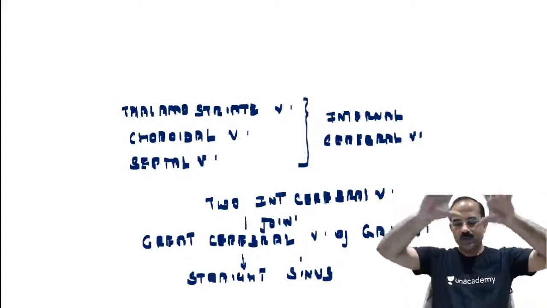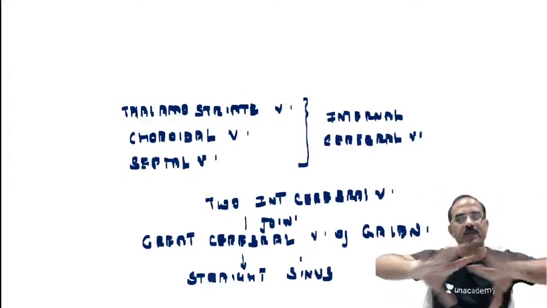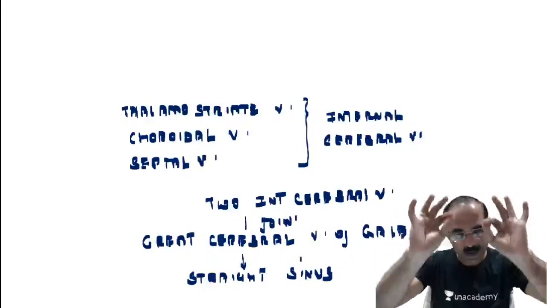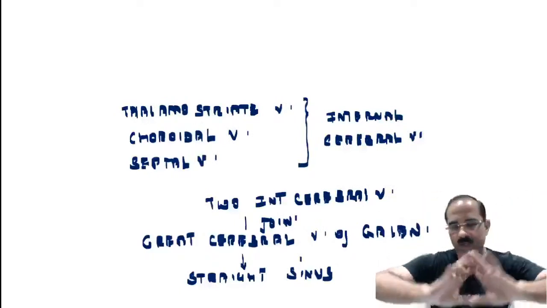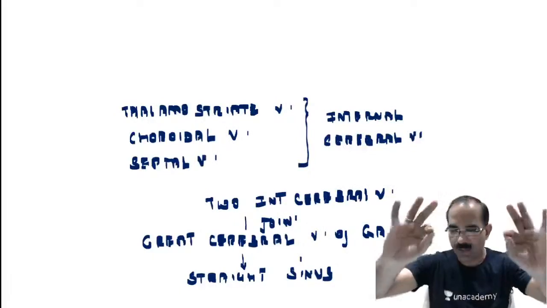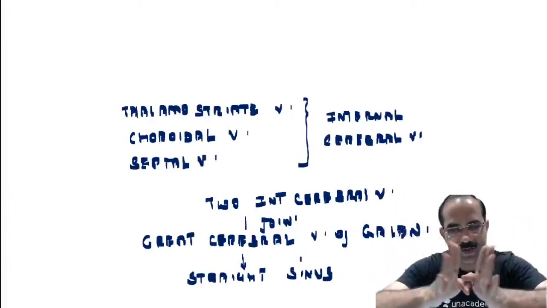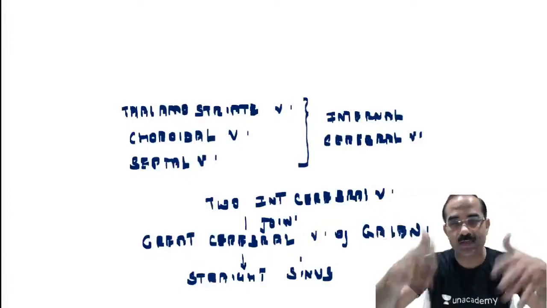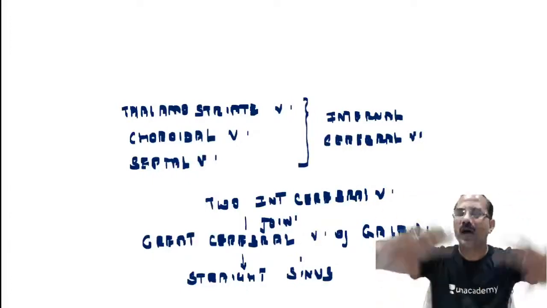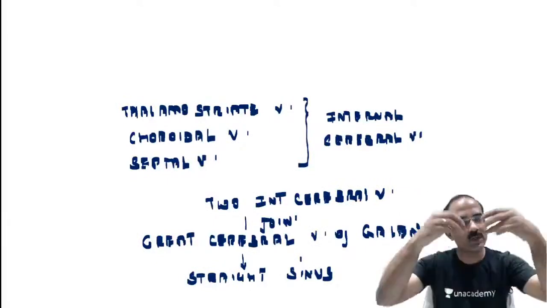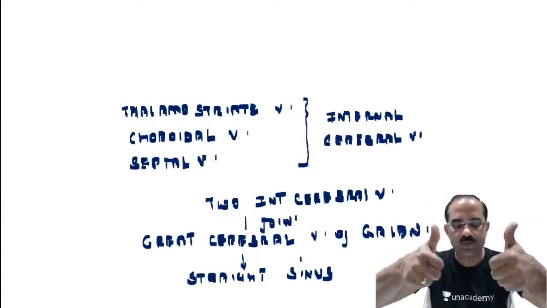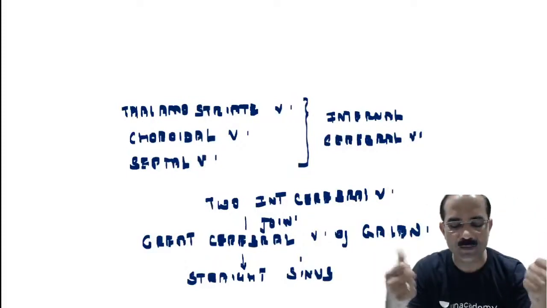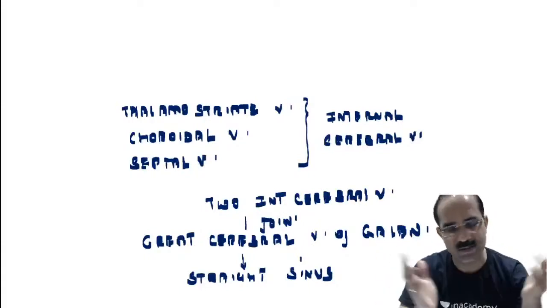So I just want you to know this internal cerebral vein is a deep vein of the brain. Once again, just a quick go through. Internal cerebral vein is a deep vein of the brain formed at the foramen of Monro. There will be two internal cerebral veins formed at the foramen of Monro, and both of these join to form the great cerebral vein of Galen, and this drains into what? Straight sinus. Fine. And how is this internal cerebral vein formed? It is formed by joining of three veins. One is the thalamostriate, second is the choroidal, and third is the septal vein. Thalamostriate, choroidal, and septal. That's it.